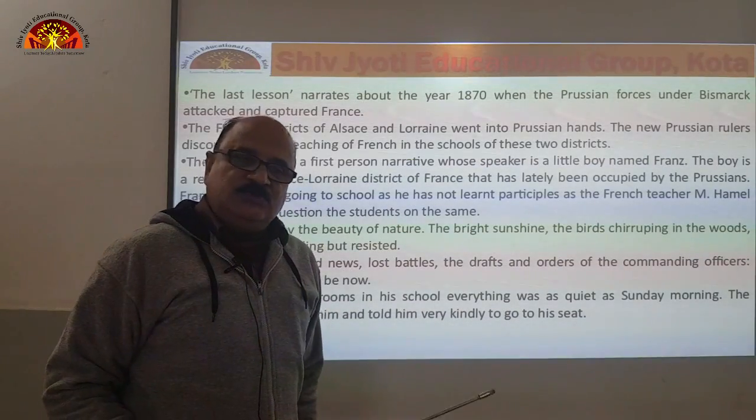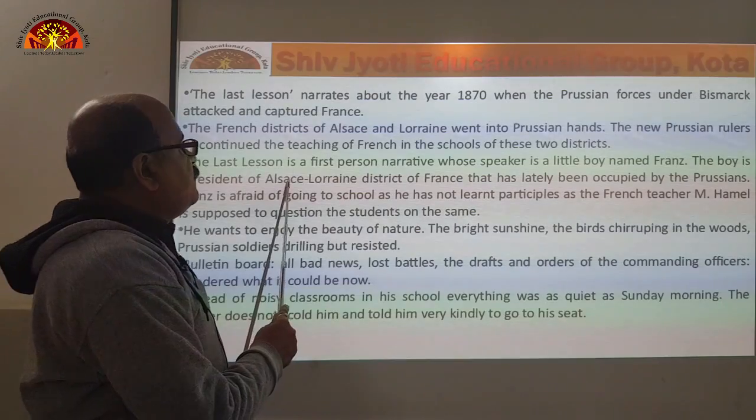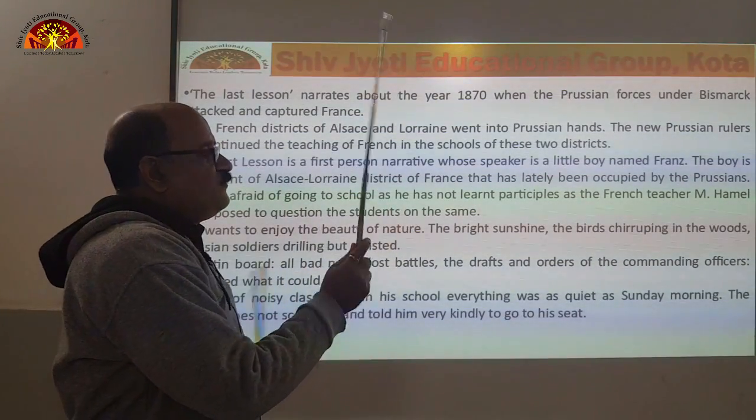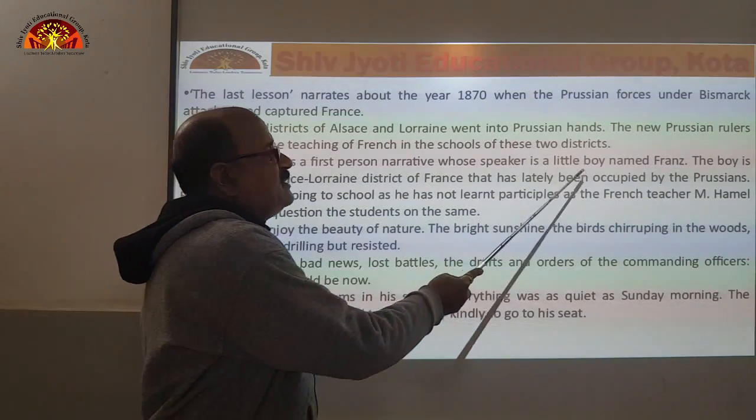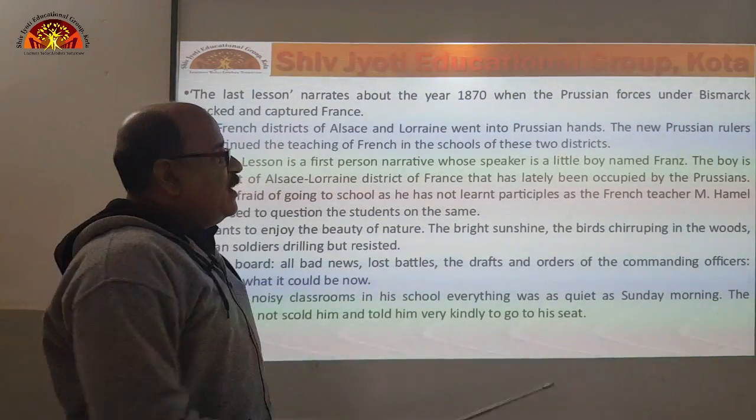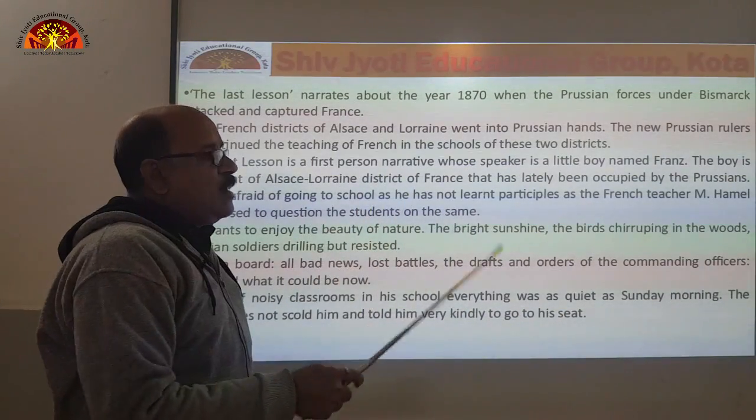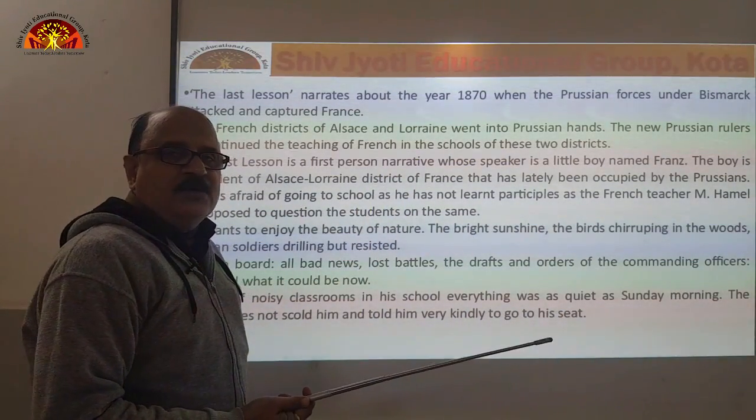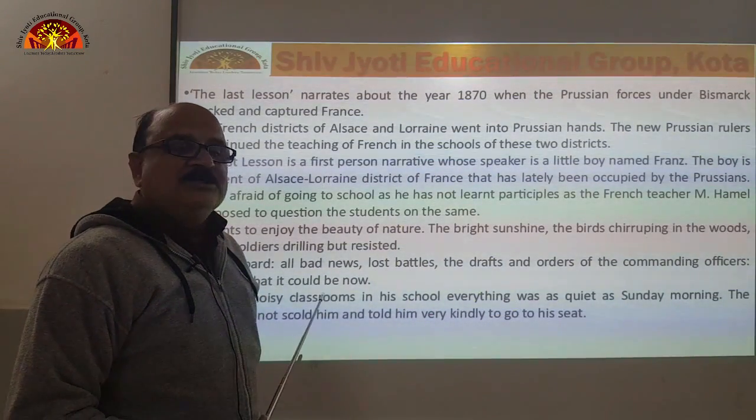He is also a citizen of France. The boy is a resident of the Alsace-Lorraine district of France. He is a local over there, in the area that has lately been occupied by the Prussians. We have already learned that these two regions, Alsace and Lorraine, have gone into the hands of the Prussian army, the Prussian government, or we may say in short, Germany.